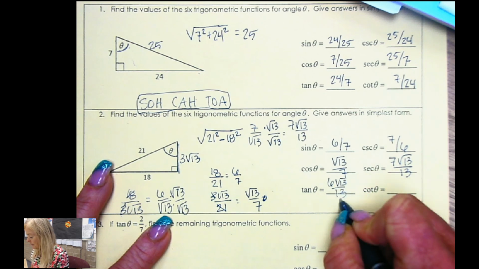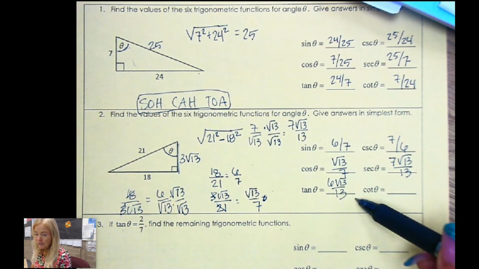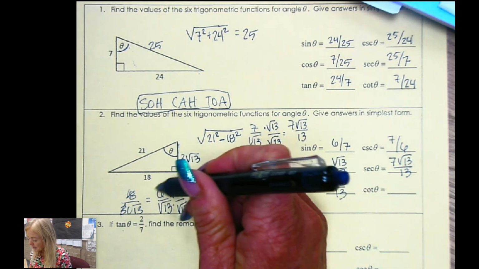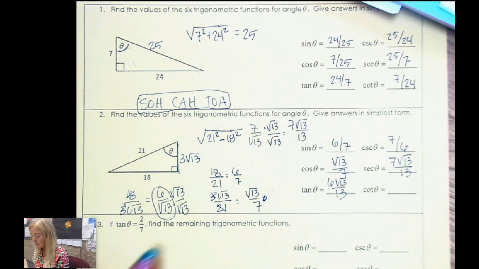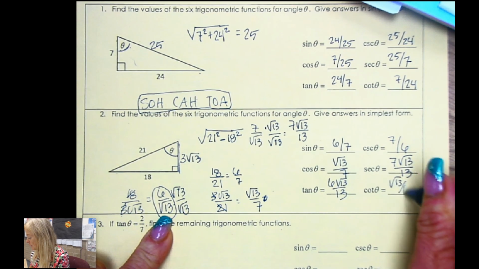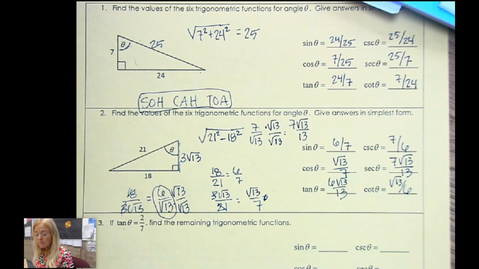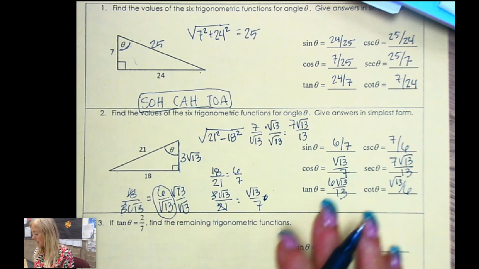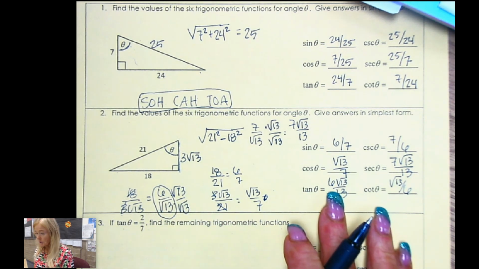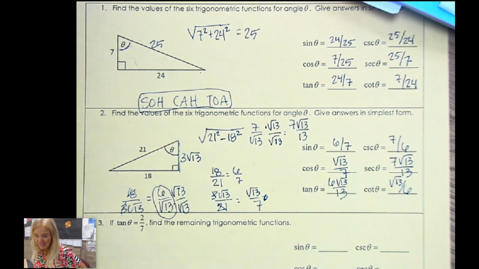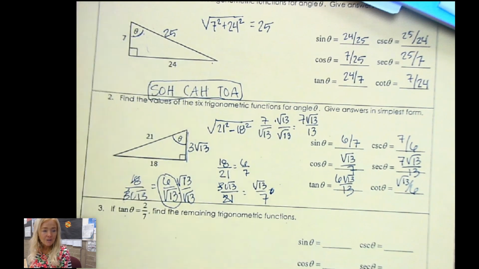Now this is one of those that you can't just flip. It's been rationalized, so it's a little more involved. At this stage right here, before you rationalize, is when you want to flip. So at that stage, you're going to flip it, and it'll be radical 13 over 6. All right? Because it's not necessary for you to rationalize. If you flip it after rationalizing, then all of a sudden you have to multiply by radical 13 over radical 13 again, because it becomes unrationalized.